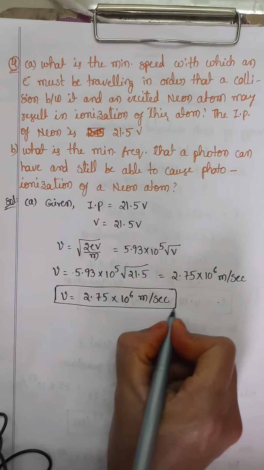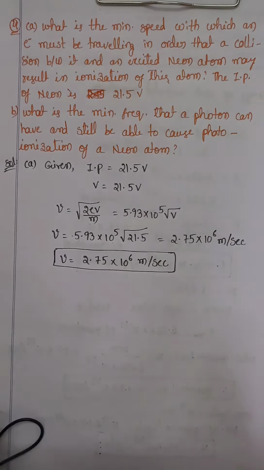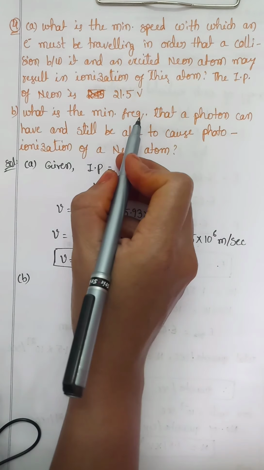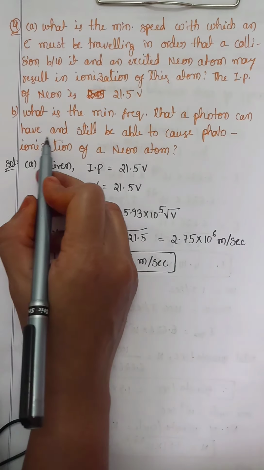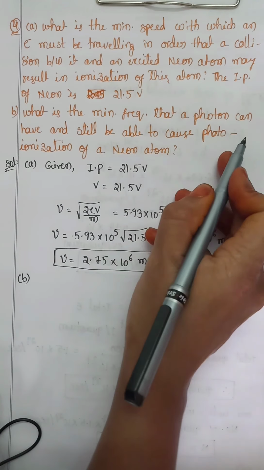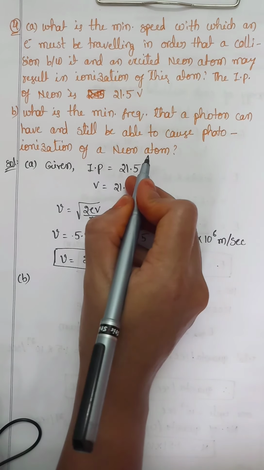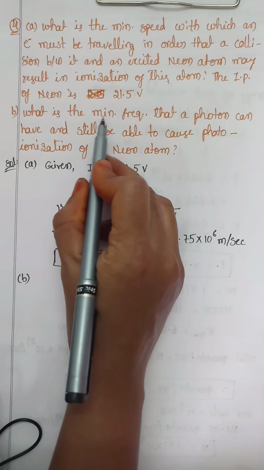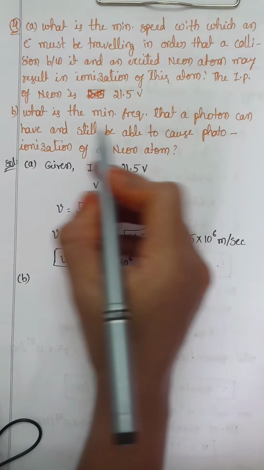We have completed problem number A. Now, let us enter into B. What is the minimum frequency that a photon can have and still be able to cause photoionization of a neon atom? That means they are asking us to find the minimum frequency that a photon can have.